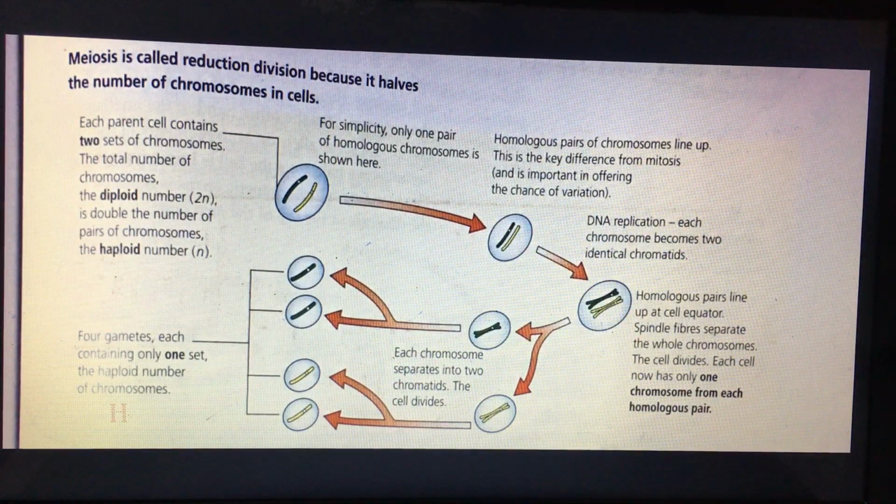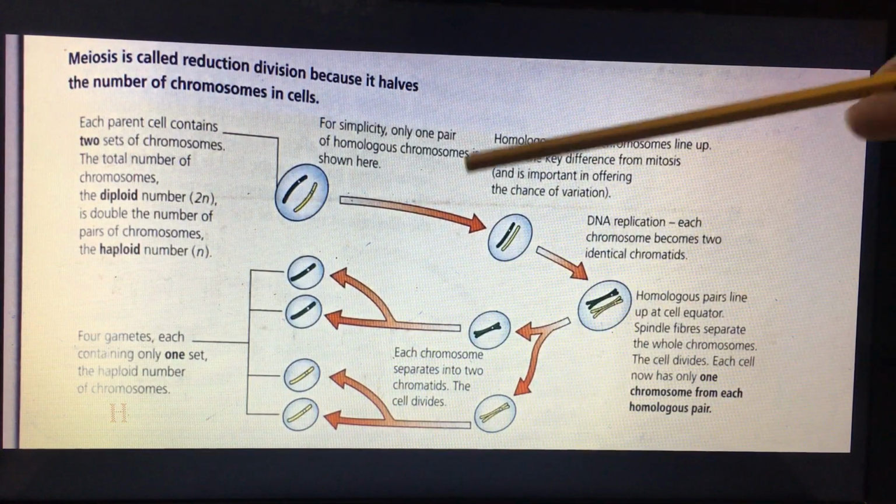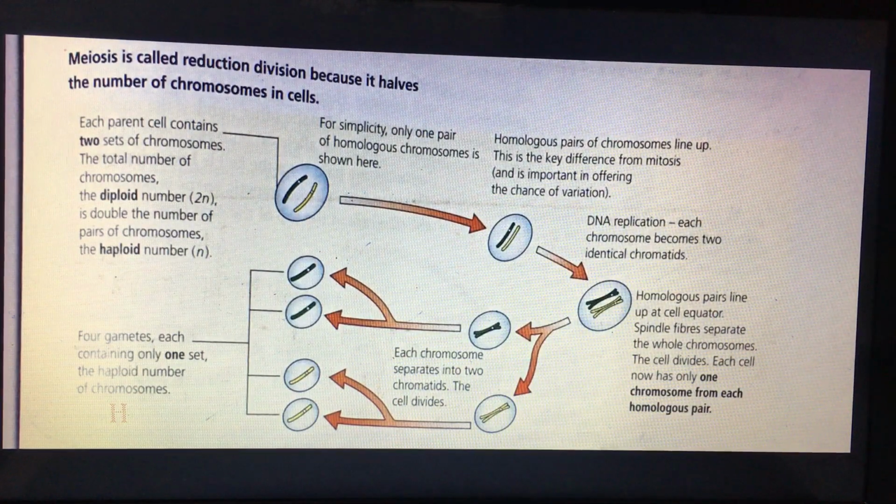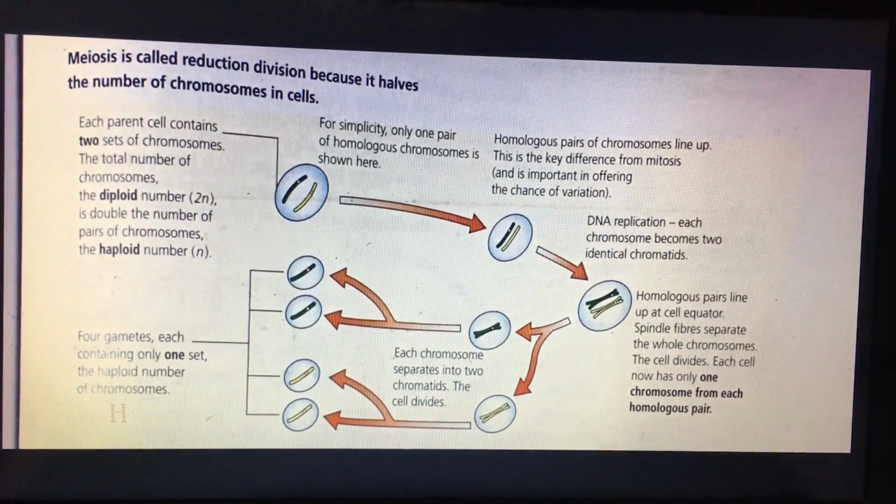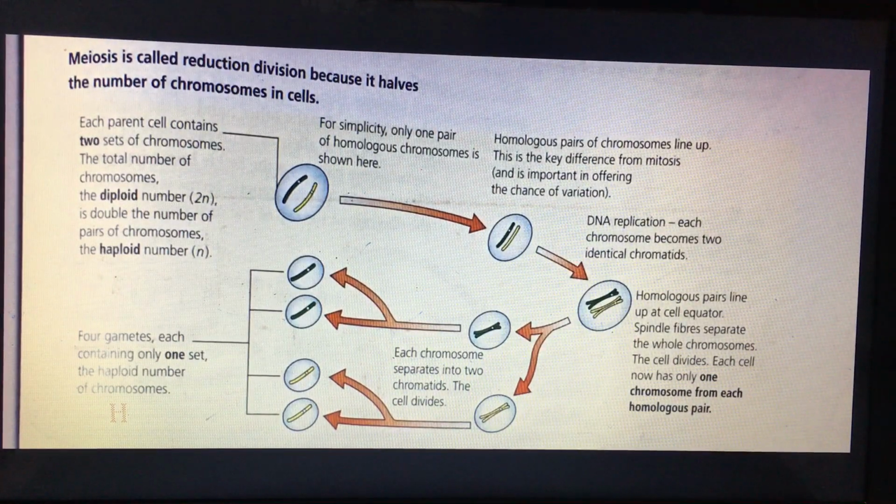So without this stage, there will be no variation. Because in mitosis, the chromosomes don't line up, so there is no variation. But here we have this step, so homologous pairs of chromosomes line up, so they have a chance of variation. After lining up, the DNA replicates. So here we have DNA replication.